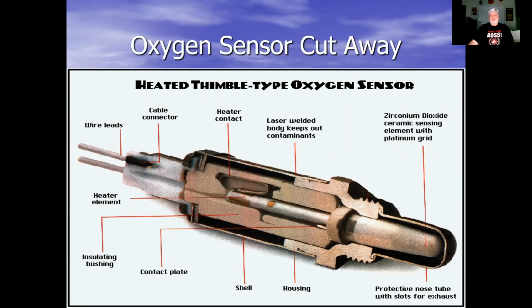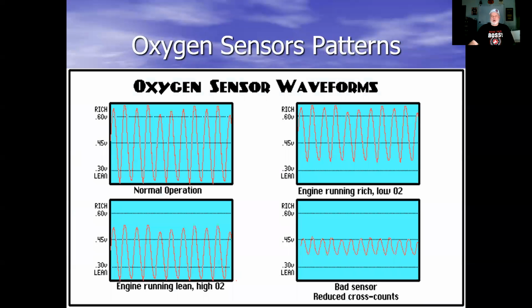Here's a cutaway of an oxygen sensor. Those that know me know that I love cutting things apart to look at them. I still have that Missourian show-me state attitude where I want to see what it looks like inside. Kind of hard to do on an O2 sensor, but this gives you an idea of what's going on inside. And here's some oxygen waveforms of normal operation, engine running lean, bad sensor, reduced cross counts, engine running rich.